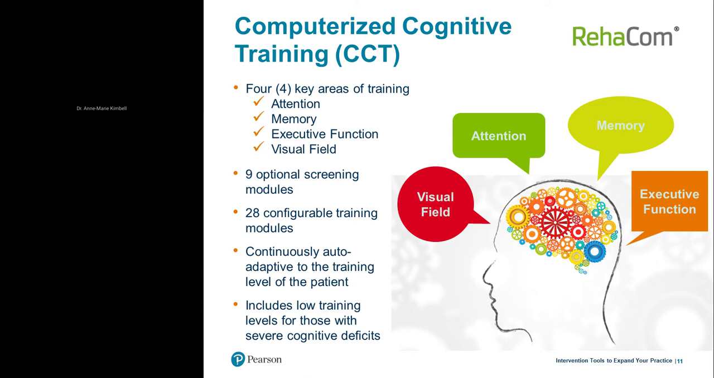There are 28 configurable computerized therapy training modules that continuously auto-adapt to the training level of the patient. And these therapy modules include therapy targeted to discrete cognitive functions, as well as specialized and more complex modules for treating several affected cognitive functions. So the training modules cover a really wide range of levels, including low training levels for those with severe cognitive deficits. I'll say more about that in a bit.